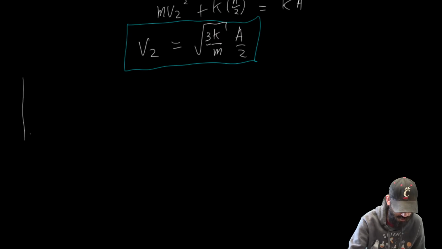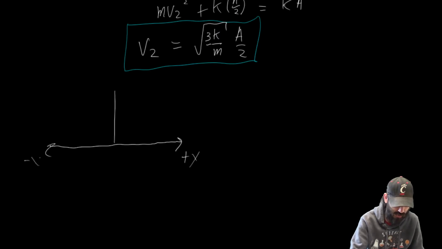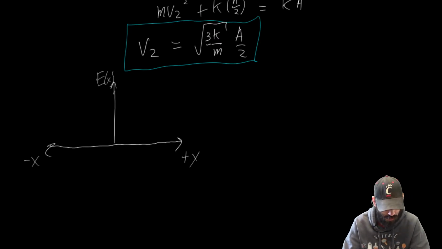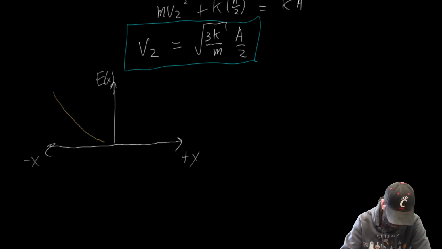Actually, I want to plot this symmetric for negative x and positive x. So this is going to be the positive x, this is plus x, this is going to be minus x, and this is going to be units of energy as a function of x. And so U, our potential energy, is just going to be this parabola, like this.